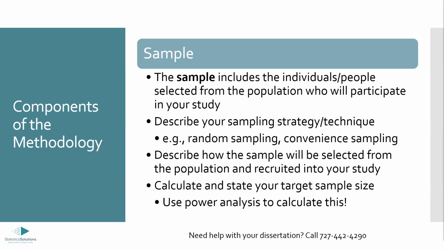And so you'll want to describe exactly how that sample is going to be selected from the population and recruited into your study. So if you are doing some kind of convenience sample, where exactly are you selecting those participants from? Are they, for instance, in a nursing study, are they going to be just from a local hospital or a collection of local hospitals, or are you going to sample them from perhaps some kind of nursing association where you might have access to an email list of members of that nursing association that you can contact?